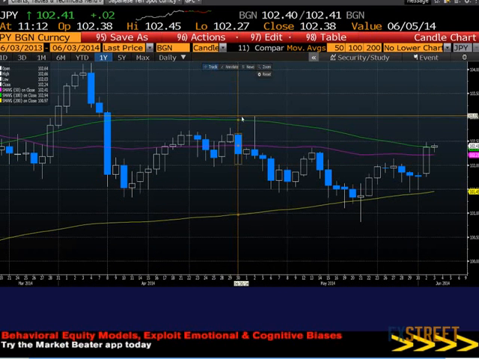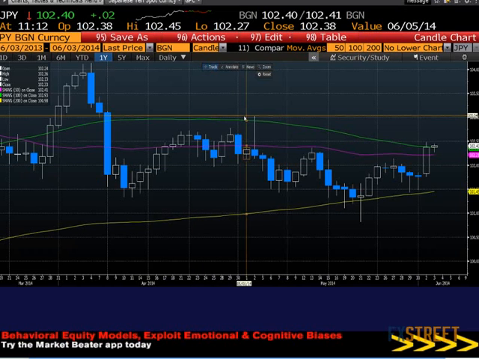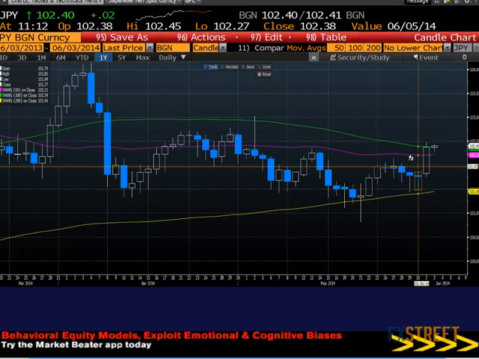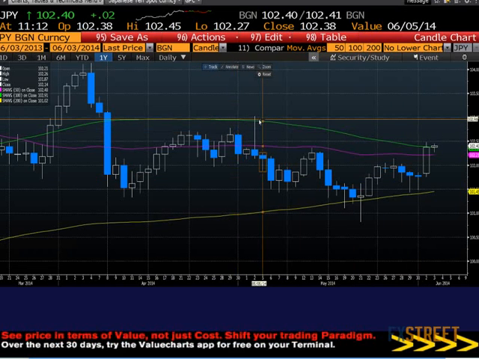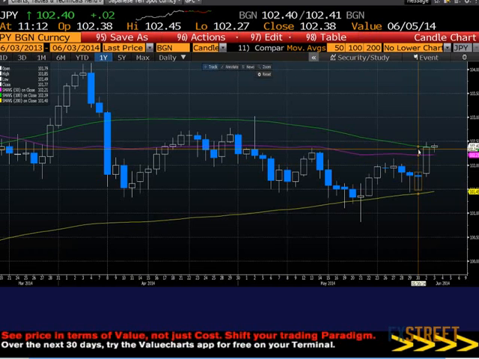That 103.20 level is your next level of key resistance in dollar yen. So do watch out for that. Again, as you can see, when we've got a very enlarged chart, we've had a really nice push higher. And if we could stay above that 100-day, that would be very, very supportive.